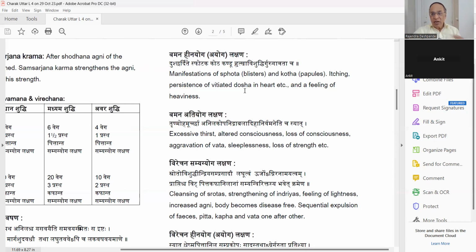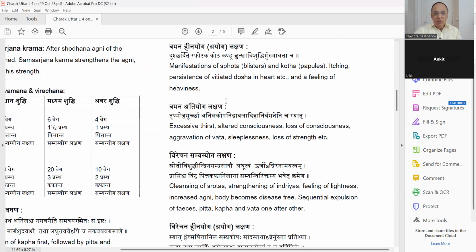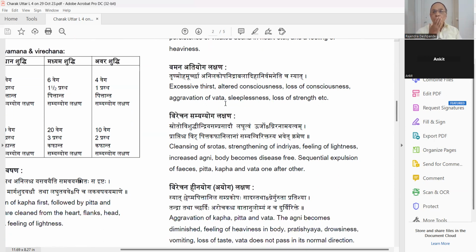Persistence of vitiated dosha in the heart region, chest region, heaviness will be there, little cough will be there, and a feeling of happiness. So no cleaning has taken place. That is Hina Yoga. Now we will see Ati Yoga.